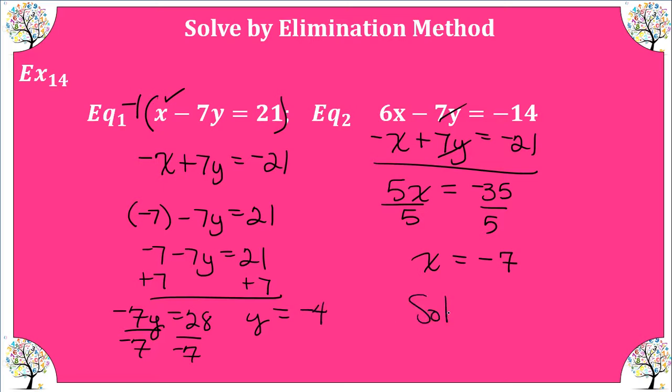Our solution, our point of intersection, the ordered pair that makes equation 1 and equation 2 true, the only point, is going to be negative 7, comma, negative 4, which is in quadrant 3. So they would cross in this region here.